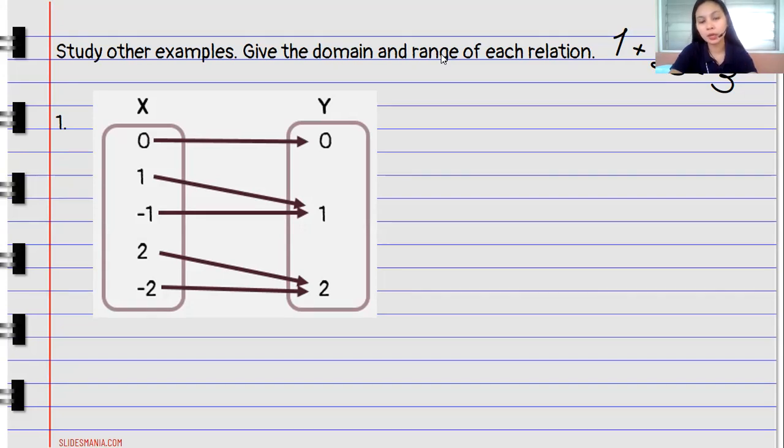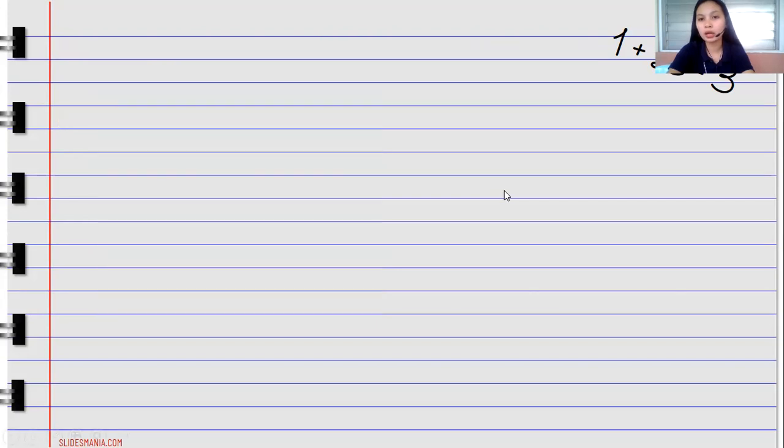So, the domain po is 0, 1, -1, 2, and -2. 'Di ba? Ang domain lang po kasi natin is all the values of x po. And automatically, yung y values po natin is yung range po natin. Okay, which is 0, 1, and 2.